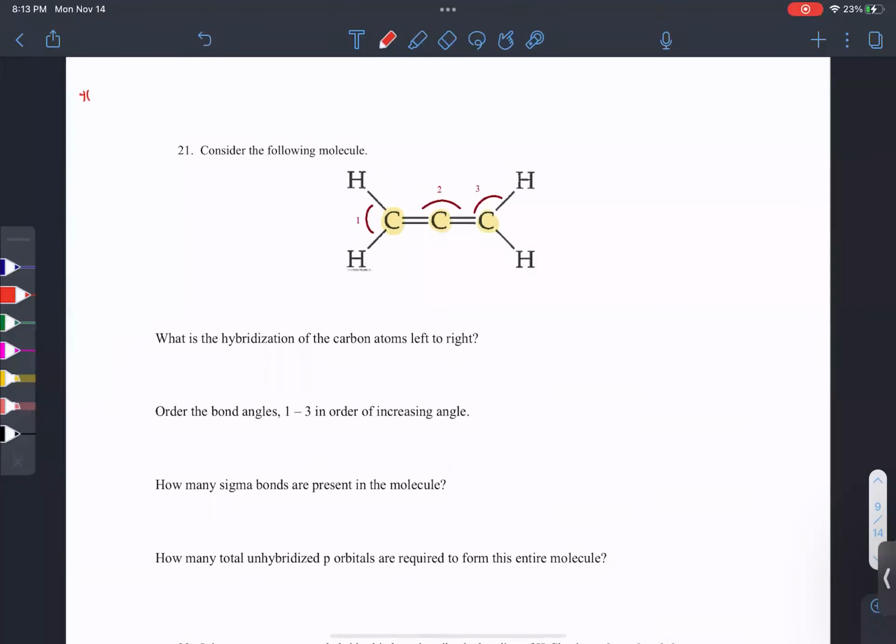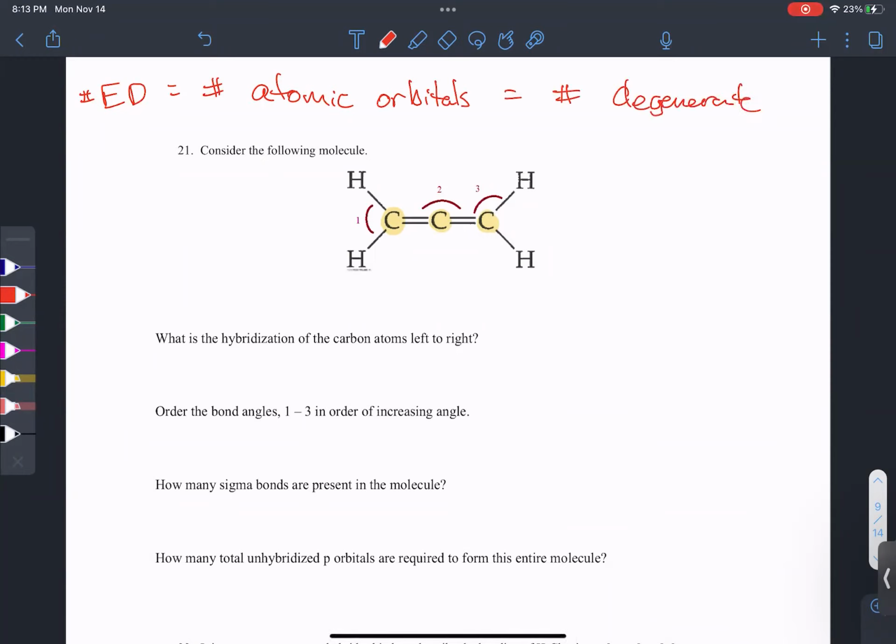What I teach my students, and I told them to say this 100 times before they went to sleep, is that the number of electron domains around your central atom equals the number of atomic orbitals that you need to combine to then make hybrid orbitals. So the number of atomic orbitals to combine equals the number of degenerate hybrid orbitals you get out. Say that 100 times, not right now, but before you go to bed. The number of electron domains around a central atom is the number of atomic orbitals you need to combine to describe the hybridization for that central atom, and it ends up being the same number of degenerate hybrid orbitals that come out.